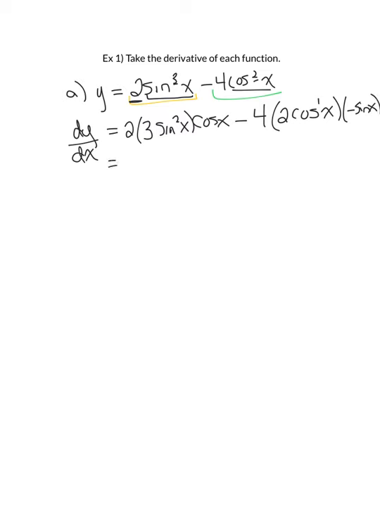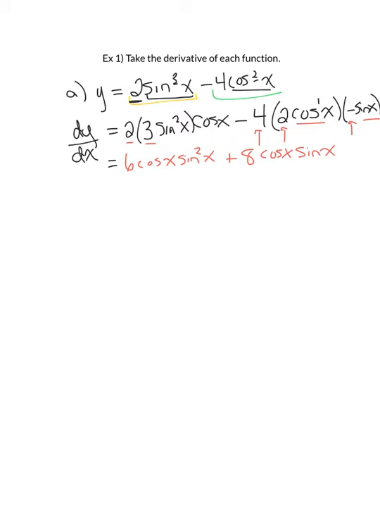Now I'm going to go ahead and tidy things up a little bit. I've got a 2 times a 3, so I get 6. Now I like to write cos x and then all of my sine x, probably just because it's alphabetical. It's totally up to you what you want to do. And then we have a negative 4 and a 2 and a negative here. So this is going to be a plus 8 cos x sine x.